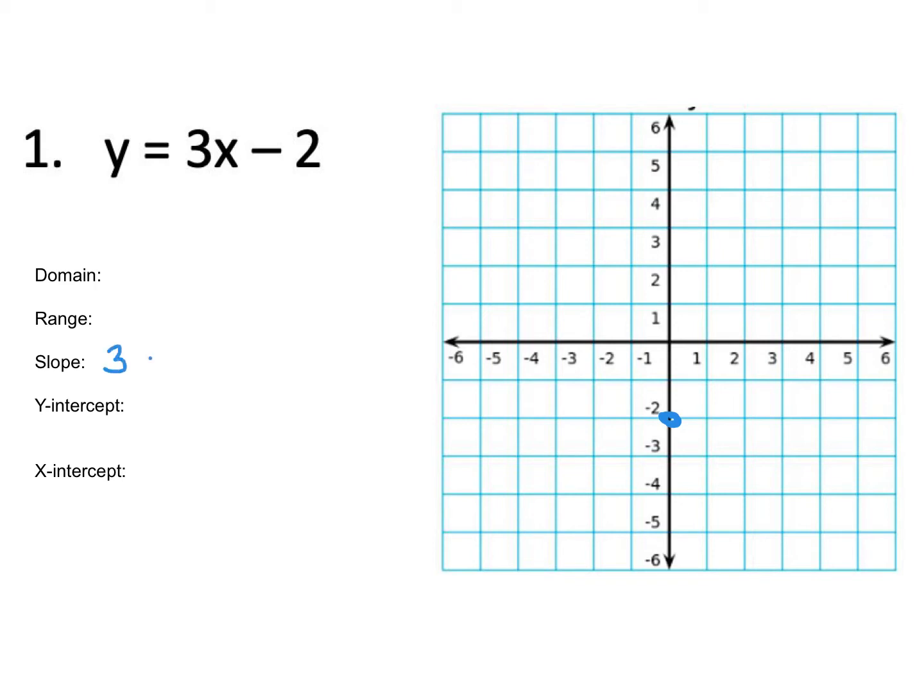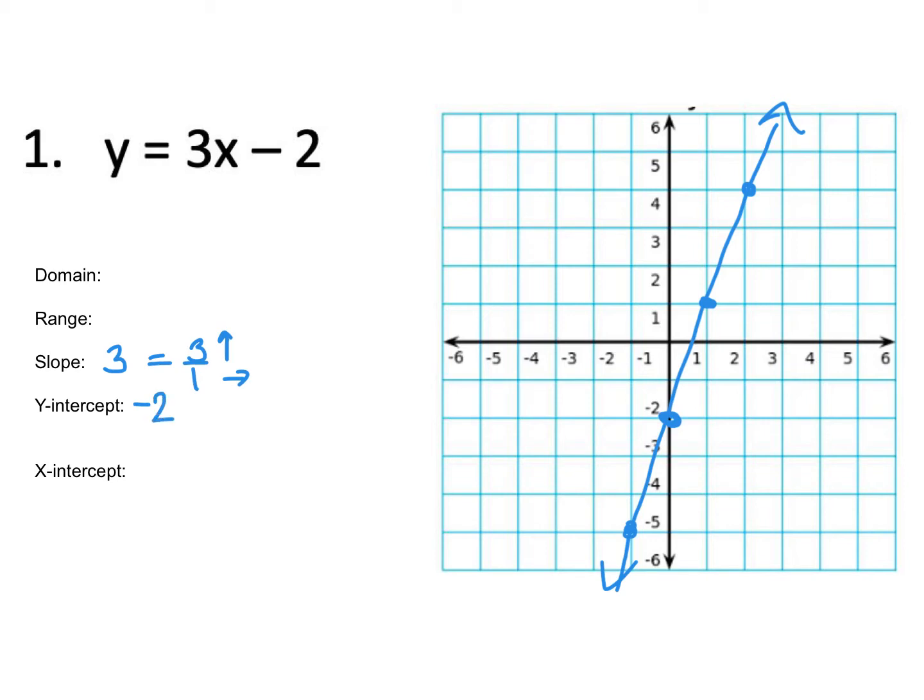my slope is 3. Now remember, sometimes it's easier to write it as a fraction, and you count up and to the right. And you do it again, up and to the right. You could also go down 3 and 1 to the left. Connect it to make your straight line. Okay, we are also asked to name the y-intercept.